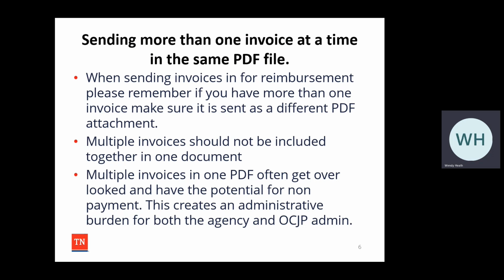As I stated earlier, when you are sending invoices for reimbursement, make sure there's a separate PDF for each one. Multiple invoices in one PDF often get overlooked and have the potential for non-payment. This creates an administrative burden for both the agency and OCJP admin. If you're not receiving your payment, it's really hard to run your program. So ensure that each invoice gets its own PDF file if you're sending multiple in.